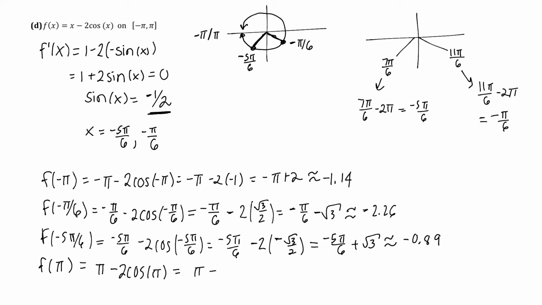So that's pi minus 2 times cosine of pi, which we already said was negative 1. So pi plus 2, which is approximately, I believe, 5.14.